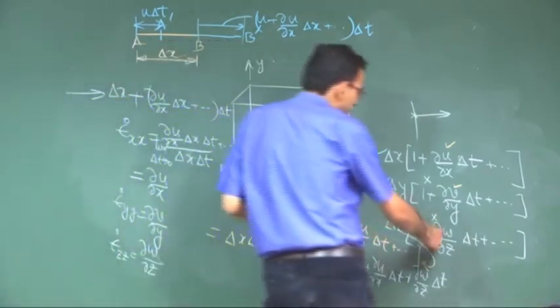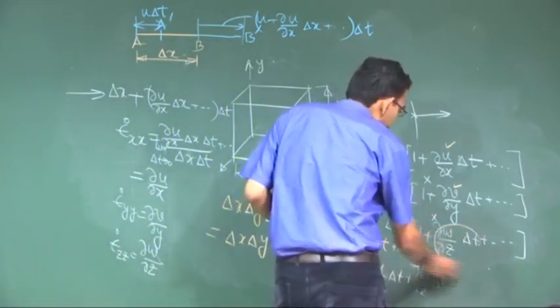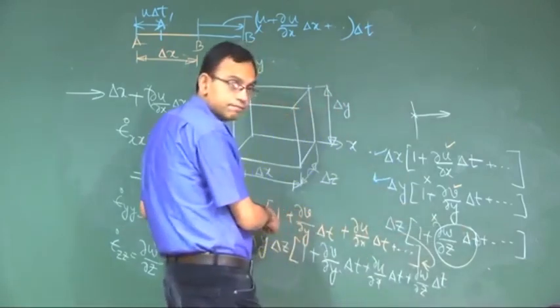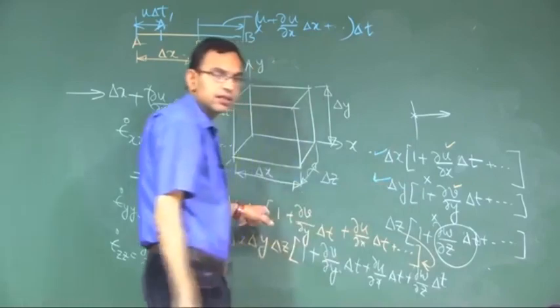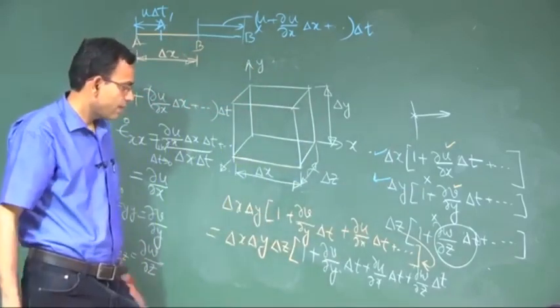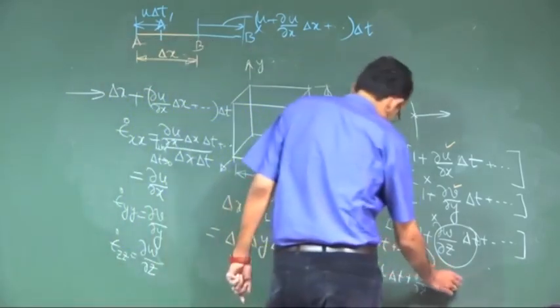So, this del W del Z delta T, how does it come? It is multiplied with this one. Other terms are of the order of delta T square and they are neglected. So, all are higher order terms.